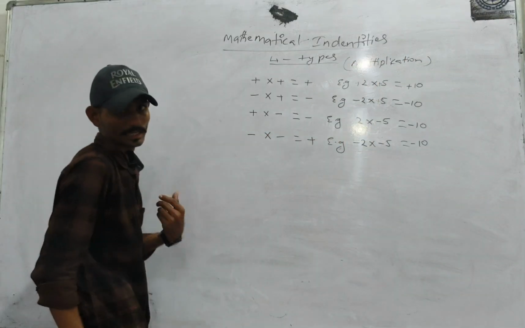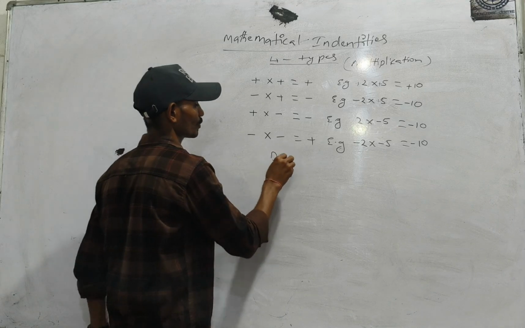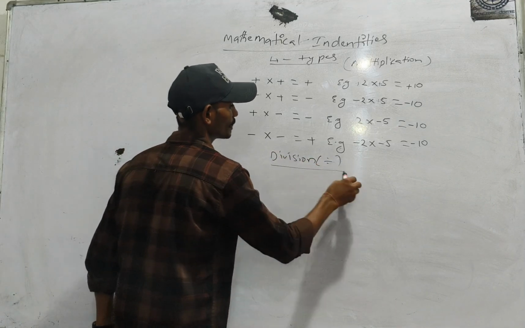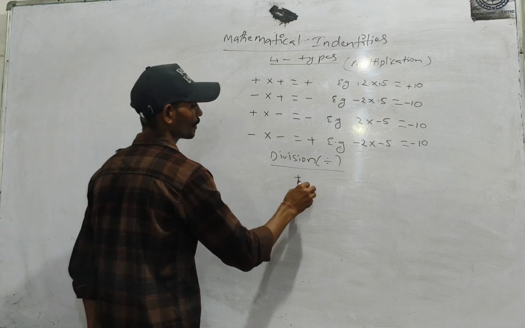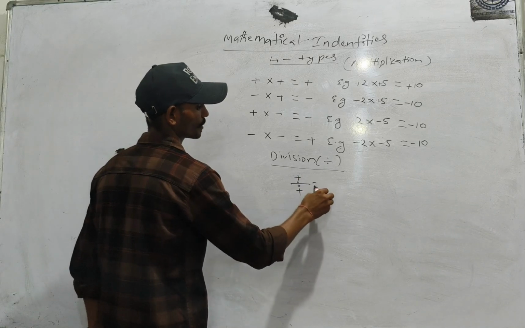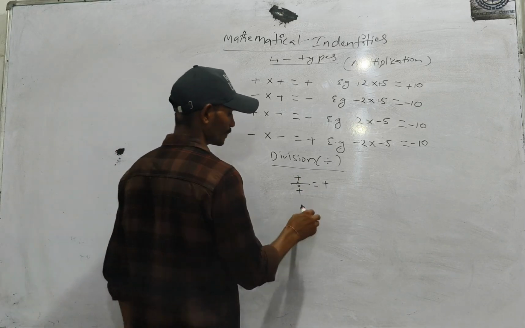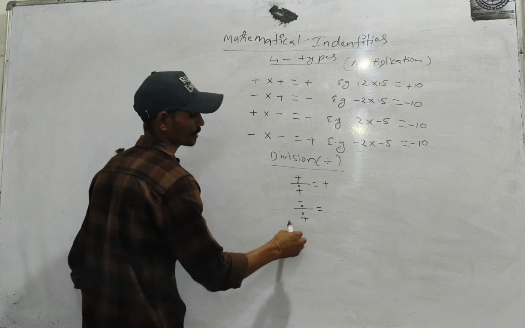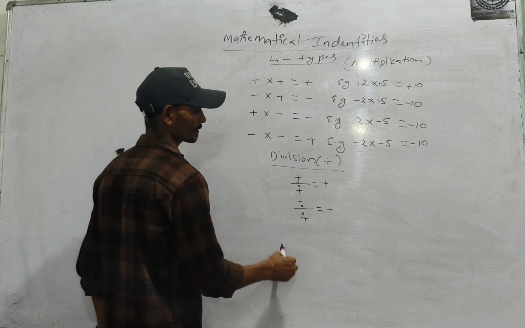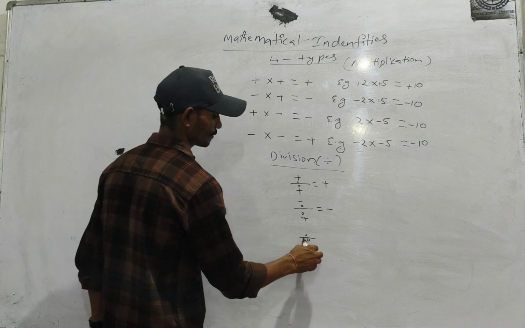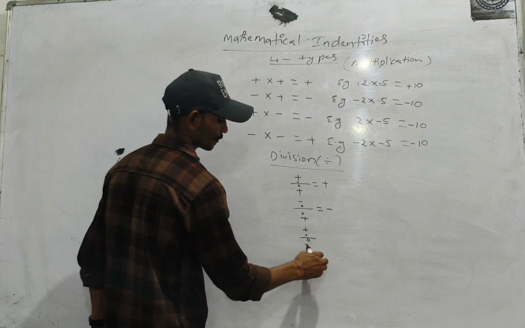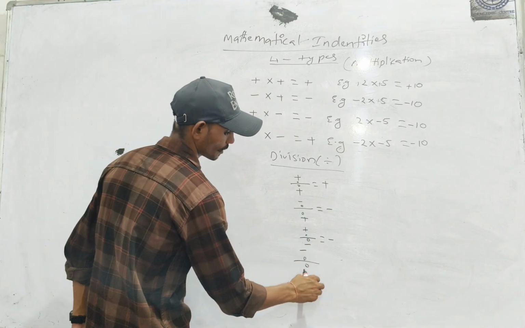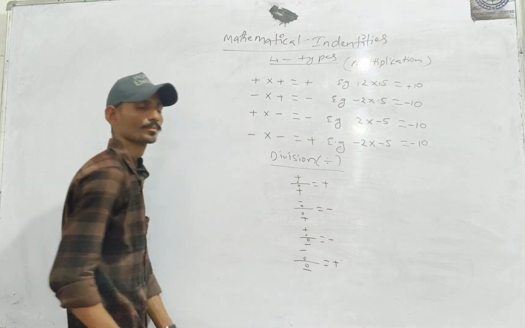Okay, multiplication. Next, division also follows the same rule. If two are positive, then the answer is positive. If one is negative and one is positive, then the answer is negative. Next, in division, if two are negatives, then the answer is also positive.